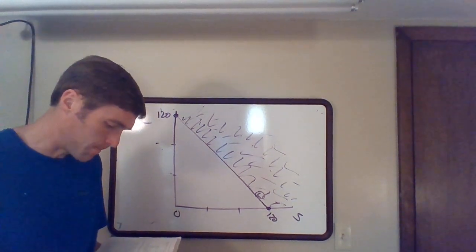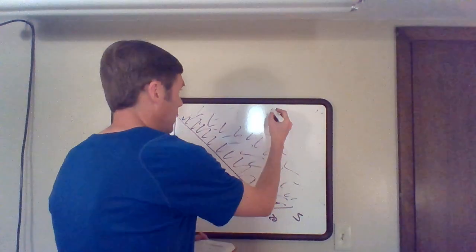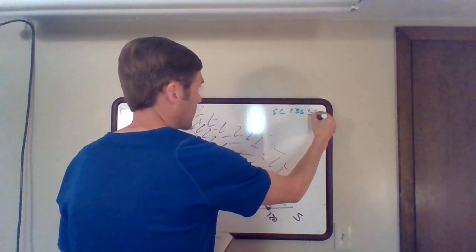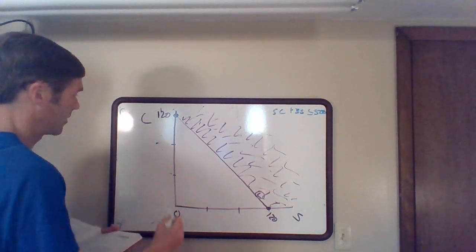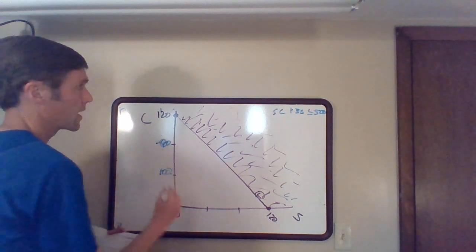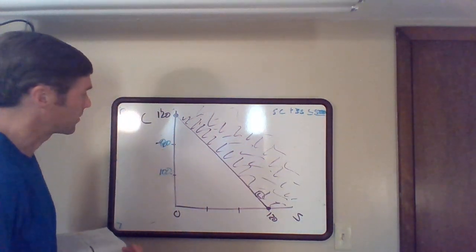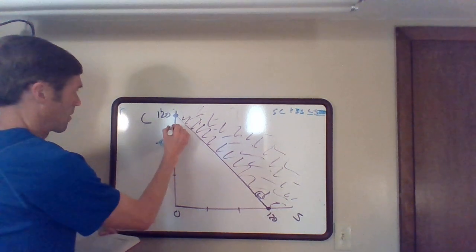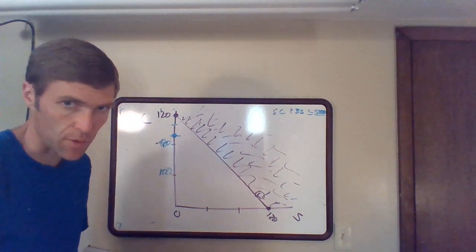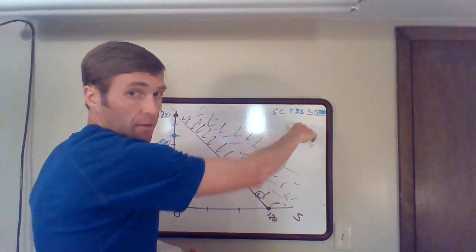Our second constraint, labor, was 5C plus 3S has to be less than or equal to 500. So, if we use all 500 hours of labor to plant corn, we could plant 90 acres of corn. Okay, so follow me here. 5C plus 3S is less than or equal to 500 is a line.